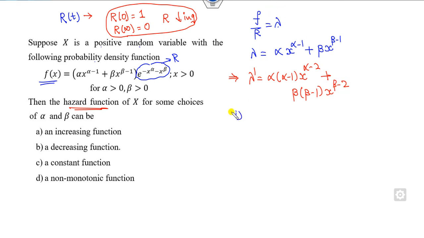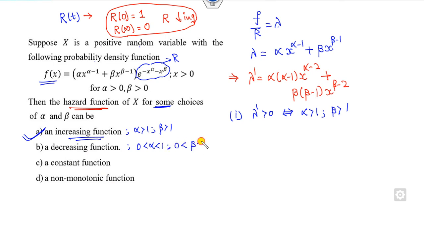Now look at the options. First option, it's an increasing function for some choices. Can you get some choices so that lambda dash will be greater than 0? Yes, you can, because if you take alpha greater than 1 and beta greater than 1, then this number will always be greater than 0. So yes, it's an increasing function for some choices. What are the choices? Alpha greater than 1, beta greater than 1. Is there some choice when it's decreasing? Yes, if you choose alpha lies between 0 and 1, beta lies between 0 and 1, then both the terms are negative, so the total will also be negative, so it will be less than 0. So this is also possible.